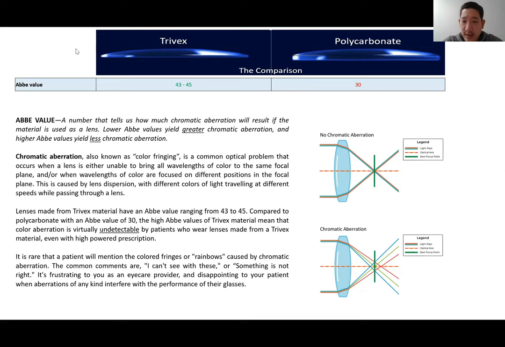So definitely this is something that is very frustrating to the optician or to the eye care provider when your patient is experiencing aberration, because this is something that can interfere with the performance of their glasses. This is the reason why I brought this Abbe value up, because this is a very, very important advantage that Trivex has over the polycarbonate lens.